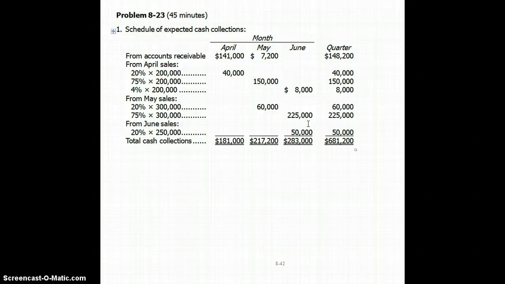8,000. All told, we will collect $181,000 in the month of April, $217,200 in May, and $283,000 in June. The quarter we will total out to be $681,200.